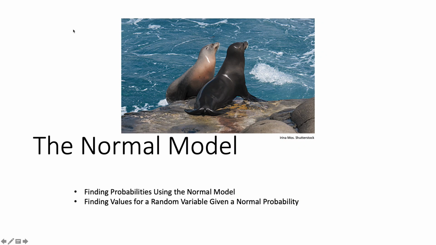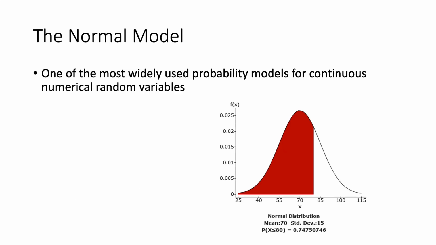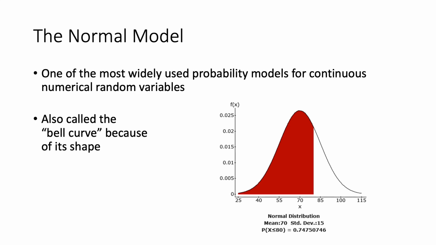In this video, we're going to look at a special probability distribution called the normal model. This is one of the most widely used probability models for continuous numerical random variables. The normal model always is going to have this bell shape like you see here on your screen, and it's completely described by the mean and the standard deviation. It's also called a bell curve because of this shape.